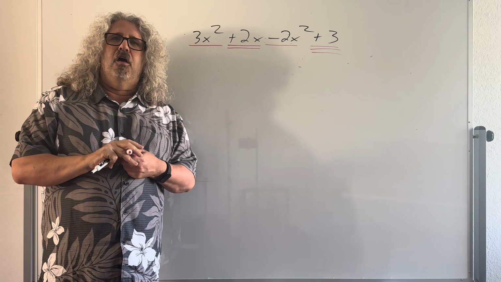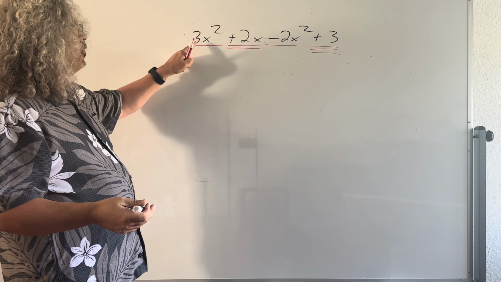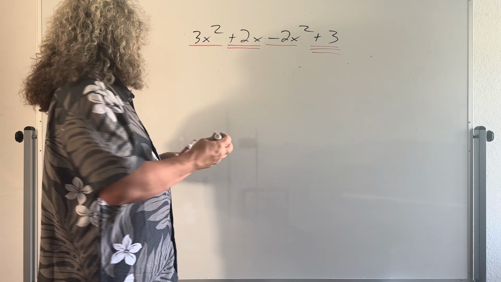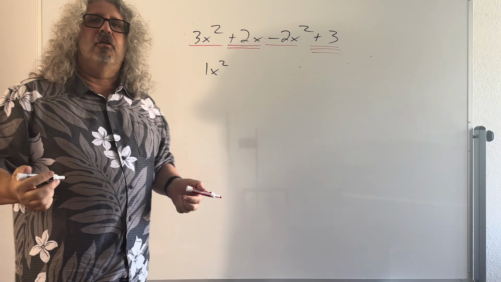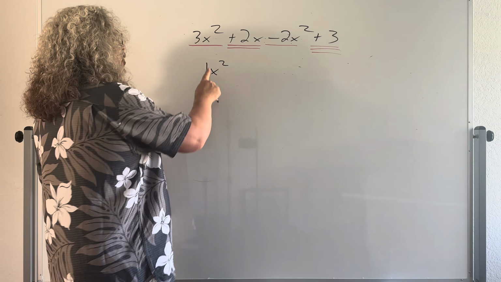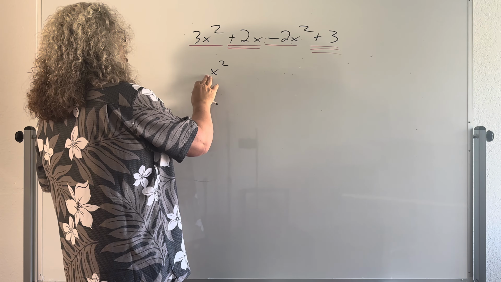Take a look at your underlines and just match up what's the same. So I can look at this as 3x squared minus 2x squared, which would be a 1x squared. Now, in math, you're going to learn you don't need to put a 1 in front of the variable, okay? So it's okay to take that 1 out. Let's just assume that that's a 1. So we just write x squared, okay?